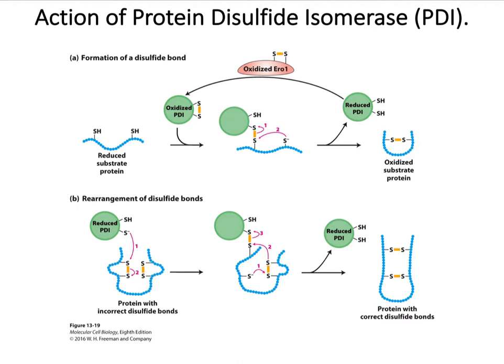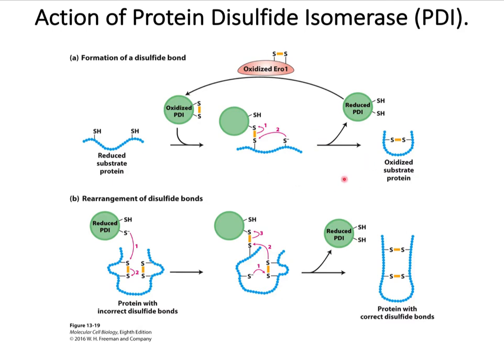The PDI forms and rearranges protein cysteine disulfide bonds. Its active site contains two closely spaced cysteines that are easily interconverted between the reduced dithiol form and the oxidized disulfide form. So in the upper panel, you can see that the substrate protein's ionized cysteine thiol reacts with the disulfide bond in oxidized PDI to form a disulfide-bonded PDI-substrate protein intermediate. Then the substrate protein's second ionized thiol reacts with the intermediate, forming a disulfide bond within the substrate protein and releasing the reduced PDI.